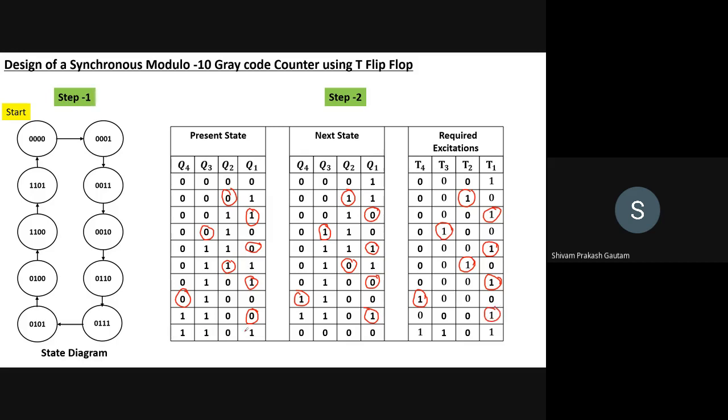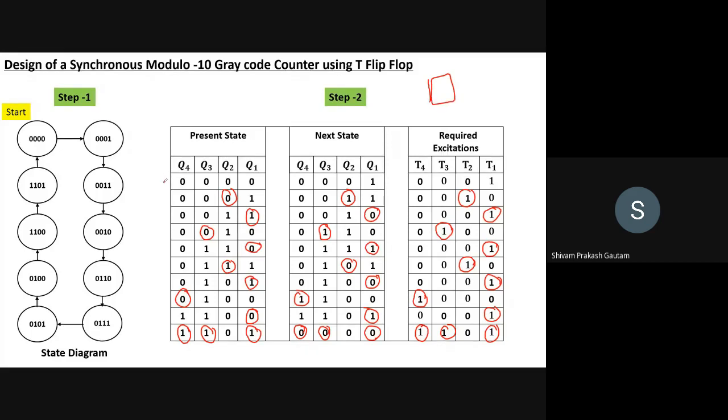Next, you can now see that there are many changes. This state is also changing, this state is also changing, this is same, and this state is also changing. That means T4, T3, and T1 will be 1. So you can see T4, T3, and T1 will be 1. This table is clear to all of you? Yes, sir. Okay. So now once you have filled this table, again you have to make a K-map, right?